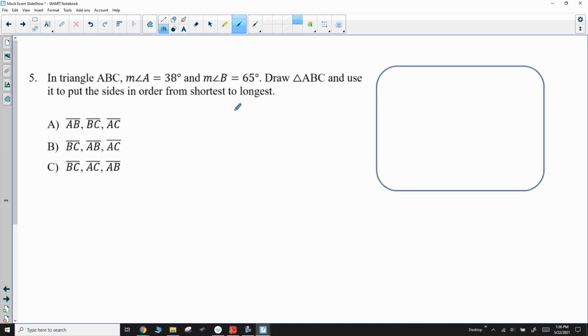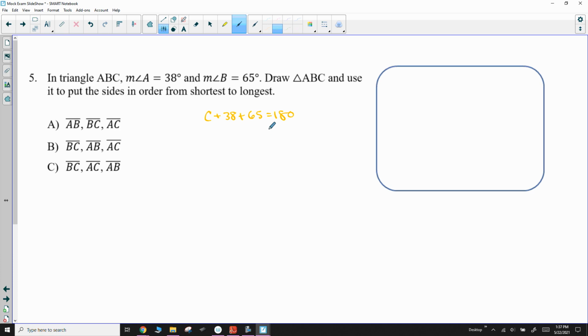Number 5, in triangle ABC, the measure of angle A is 38, the measure of angle B is 65. Draw triangle ABC and use it to put the sides in order from shortest to longest. Okay, I have no idea what this triangle looks like, right? Right now, I don't even know if this is an acute triangle, an obtuse triangle, or a right triangle. So my first thing I'm going to do is say, I don't know what the measure of angle C is, but if I add that to the measure of angle A and the measure of angle B, those three would add up to 180, and that would tell me what angle C is.